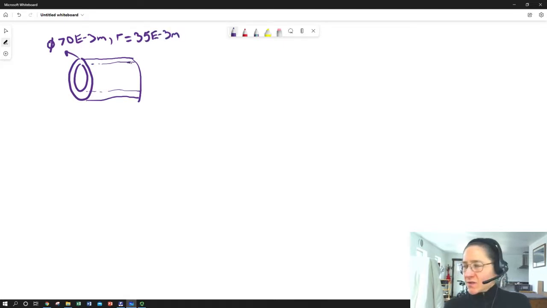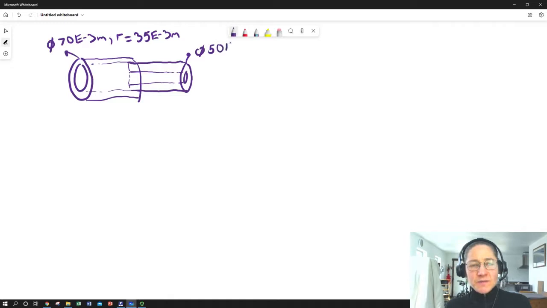And it's being joined to another cylinder, which is smaller by exactly the wall thickness of the first one. So this other cylinder, the smaller one, has the same wall thickness, and it has a diameter of 50 millimeters, or a radius of 25 times 10 to the minus 3 meters. So wall thickness in both cases is 10 millimeters, or 10 to the minus 3 meters.